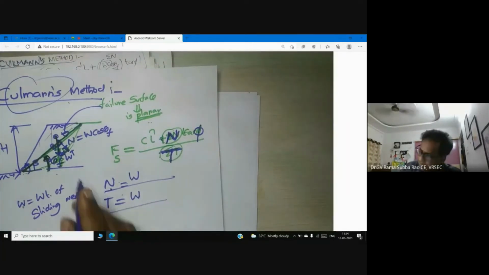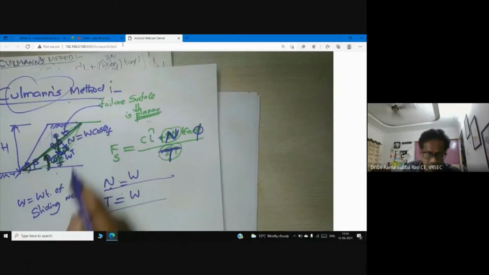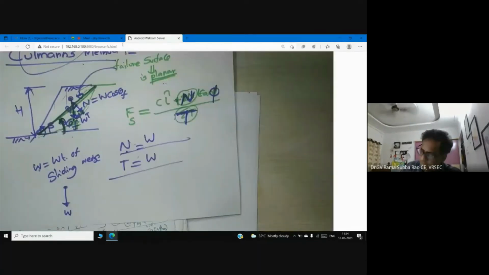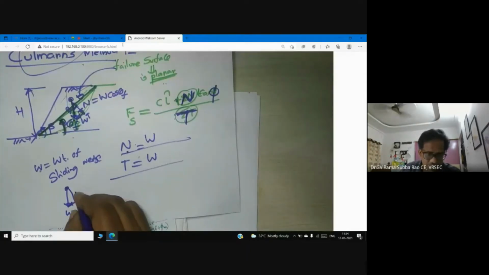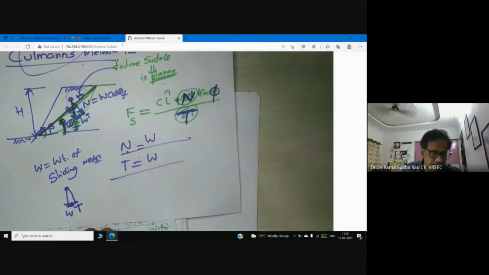Now resolve the weight. Many times I'm telling you, weight is vertical, and it has its own center of gravity. Now what I'm asking you, tell me these two values. Resolve the weight into two components. This is the tangential component, which is acting in the downward direction. That means it is a devastating force. And we have the normal force.